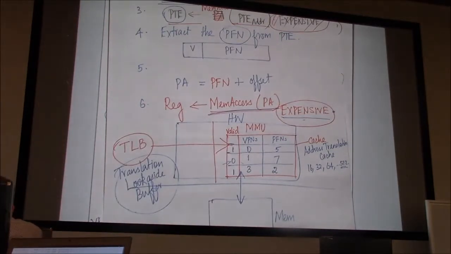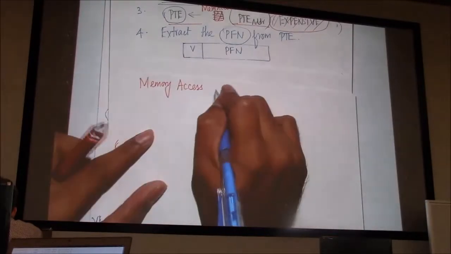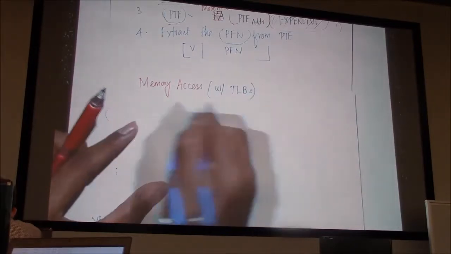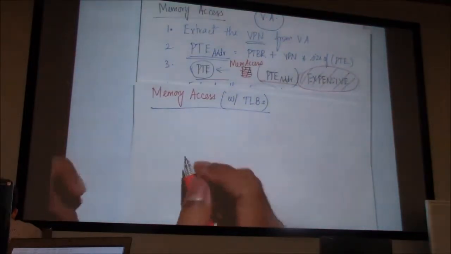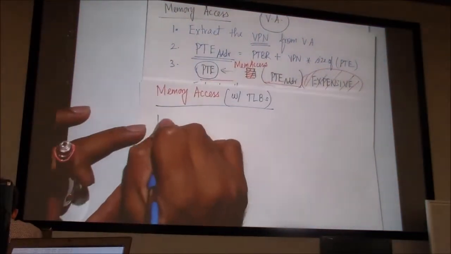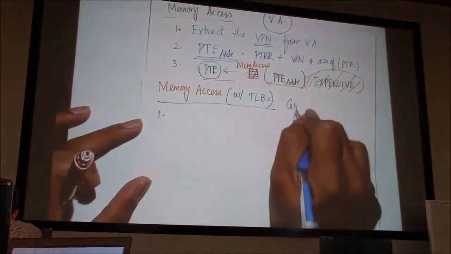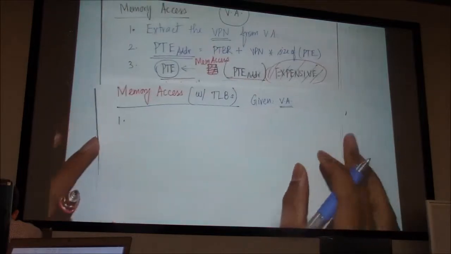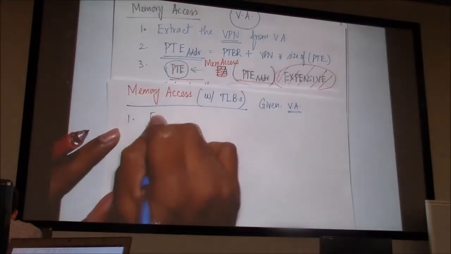Any other question? Okay. So now memory access with TLBs. What happens to the same memory access that we are just seeing here, but we have a TLB in our machine right now? The scenario is again you are given a virtual address. How can you convert this to a physical address and then access that physical address? First thing is the same.